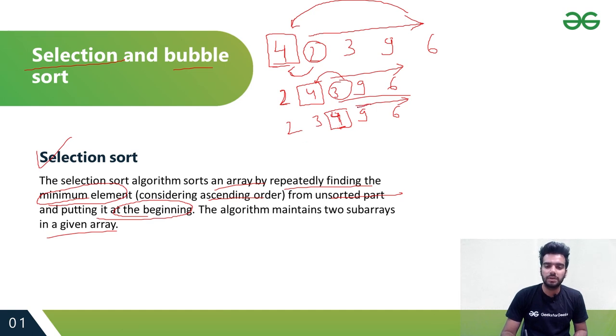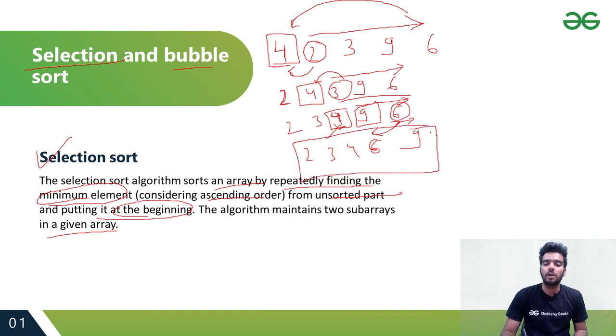Now in the next iteration, it will consider 9 as the minimum element, and it will search for any element less than 9 in the remaining array. It will find that 6 is the minimum element in the remaining array, so it will swap 6 and 9. So it will be 2, 3, 4, 6, 9. So after this iteration, we found a sorted array. It is in sorted order. So that's how selection sort works.